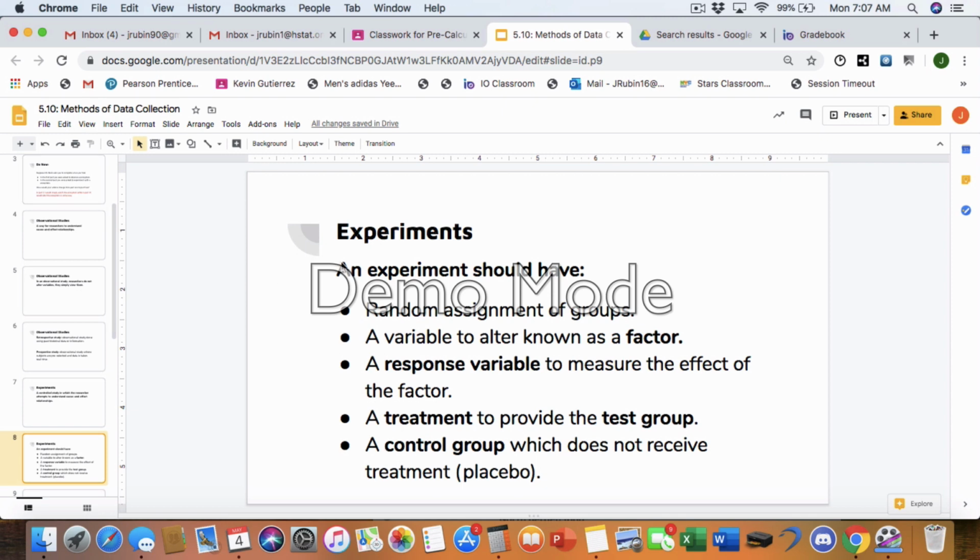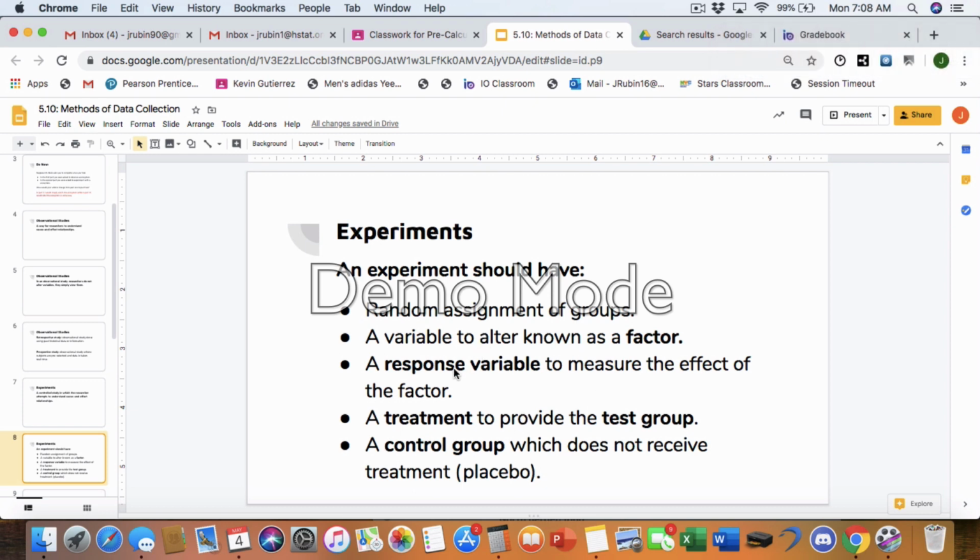So number one, you always need to have random assignment of groups. Number two, and this is what I was mentioning, you need to make sure you have a variable to alter, known as a factor. So that could be things like medication, food, diet, exposure to sun, anything you could think of that is something that you could change as a researcher. Now, when we talk about the effect of that factor, the effect of that variable, a response variable is what we call that.